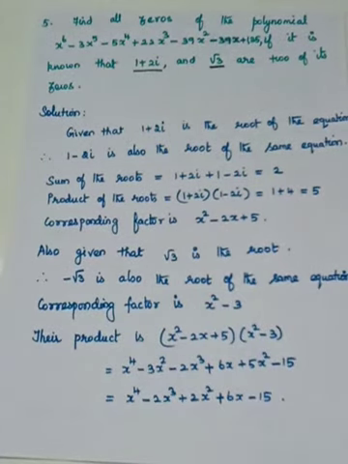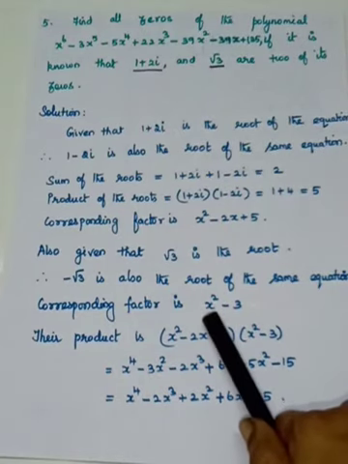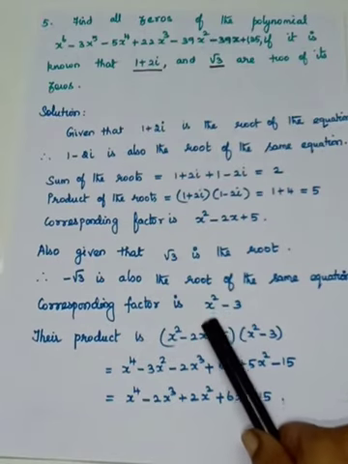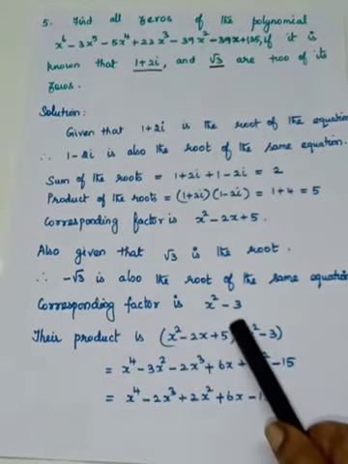And while you are taking the product, root 3 into minus root 3 is minus 3. So therefore the corresponding factor is x squared minus sum of the roots. Sum of the roots is 0, so the x term will not be there, and the product of the roots is minus 3.